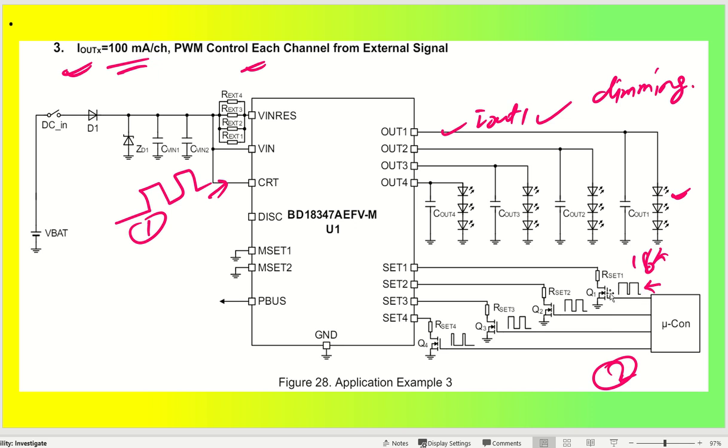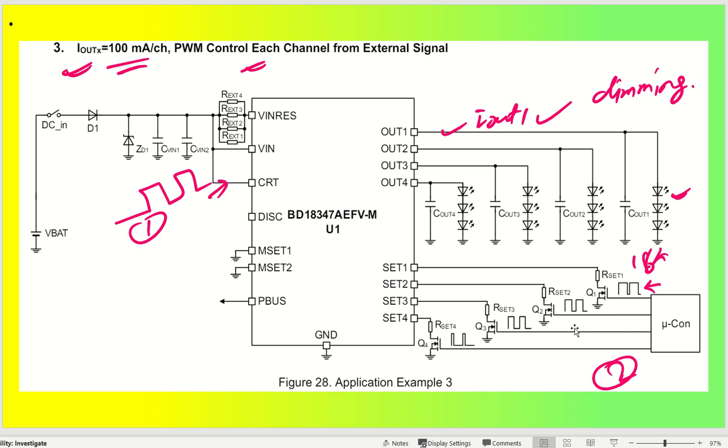A similar concept is used in R set 2, R set 3, R set 4, using Q1, Q2, Q3, Q4 MOSFETs to switch off and switch on the current setting based on the PWM input coming from the microcontroller. So basically you have to have a microcontroller with 4 PWMs to set the current settings as well as the duty cycles. And this is how you are going to have dimming control.